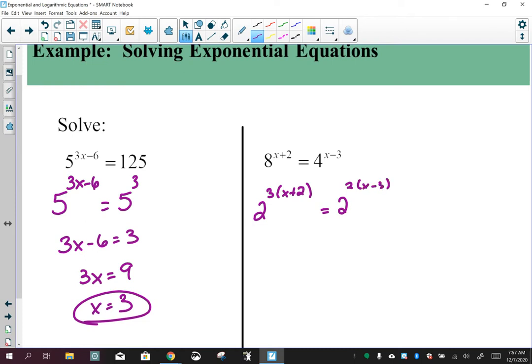So now that I have them both set with the same base, I'm just going to drop the bases. And now I have this linear equation that I'm going to have to solve to get my answer. Now I just clean up. So 3x plus 6 is equal to 2x minus 6.